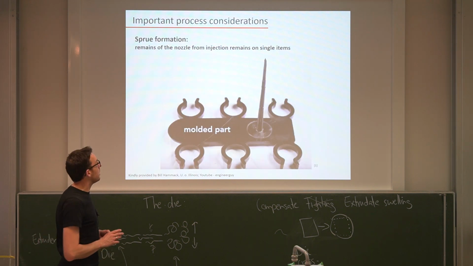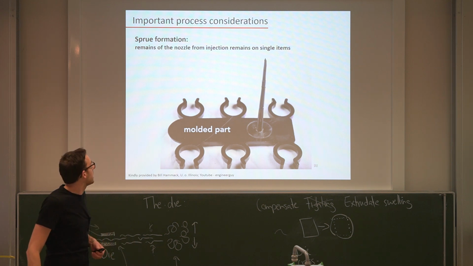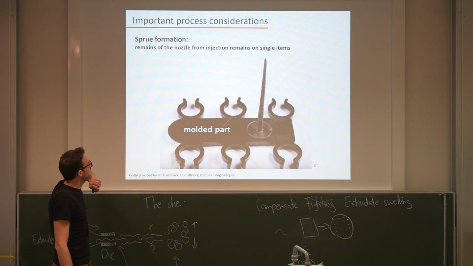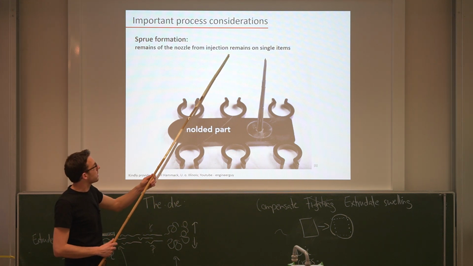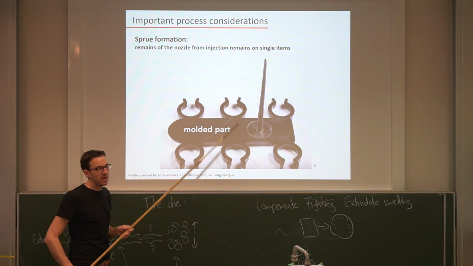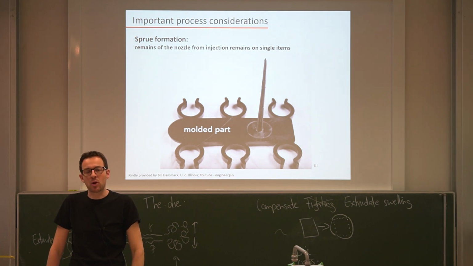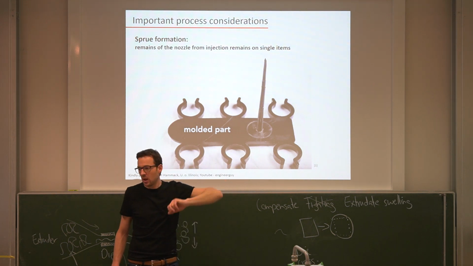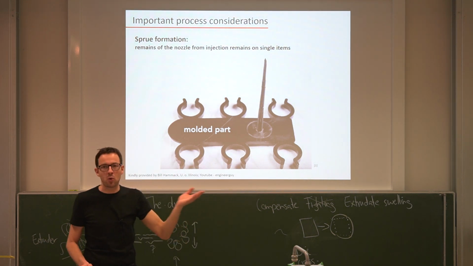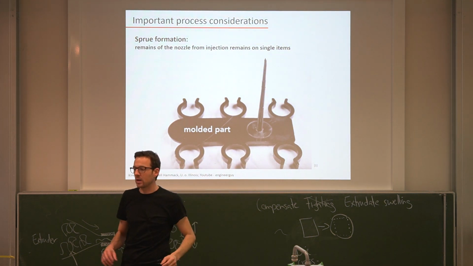Okay, so some process considerations that I would like to discuss with you shortly. One is known as the sprue formation. Often, if you mold something, you have a big plastic part that is still a remainder from the nozzle. Because at the nozzle you inject, but then the polymer cools down, and it may stick to your fabricated part. What you need to do then is to polish it off. So you cut it off, and then you polish it, and then you have your final part.